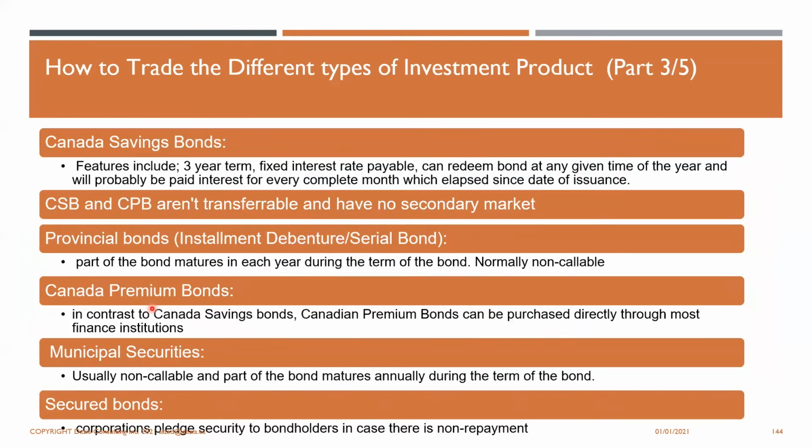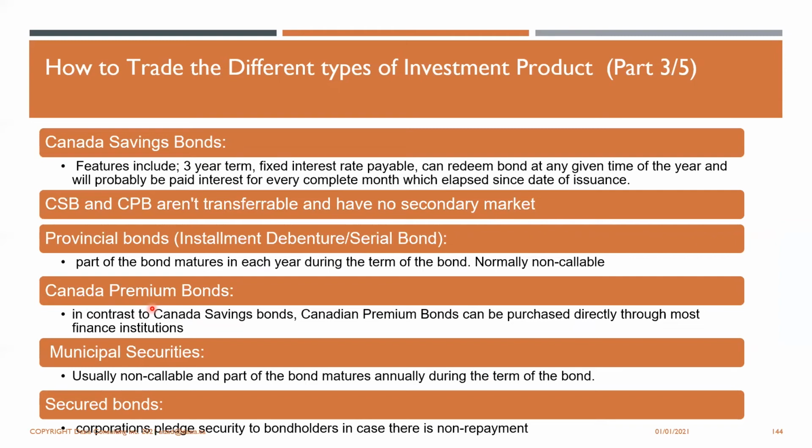So, different types of bonds. We have Canada Savings Bonds. There are also the Canada Premium Bonds. They are not transferable and they don't have any secondary market. So when you buy these bonds from the government of Canada, you cannot sell them in the open market. You have to give them back to the government.